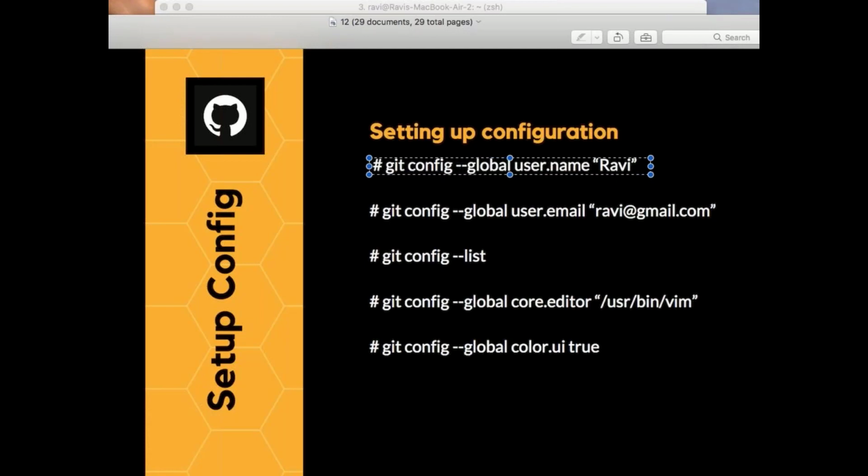git config --global user.name, your name, and the email address. You cannot make commits until you have both your username and email set up in your Git Bash. If you have set them up, then only will you be able to make the commits. Give your name and email. That's all you need to do.